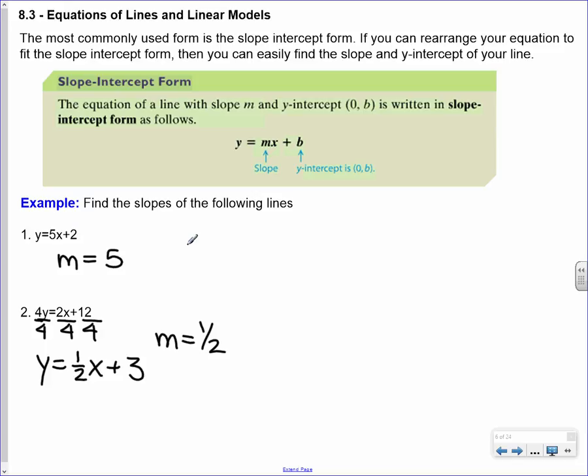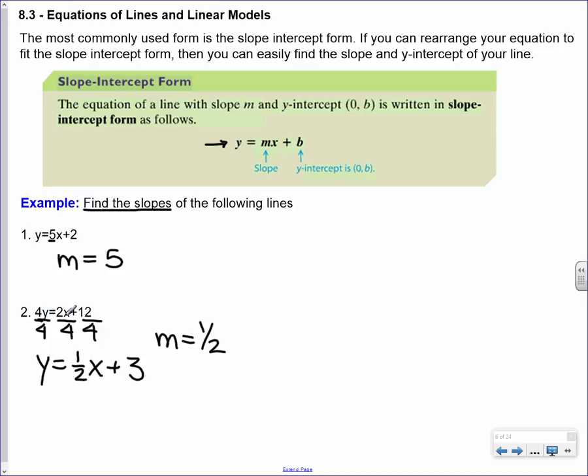So if we already have the equation written like this in the y equals mx plus b form, then it can be very simple for us to find the slope and the y-intercept without having to do too much else. So if I have this equation, y equals 5x plus 2, I can find the slope by just looking at which value comes before x, right? The 5 is right before the x, so our slope is 5.